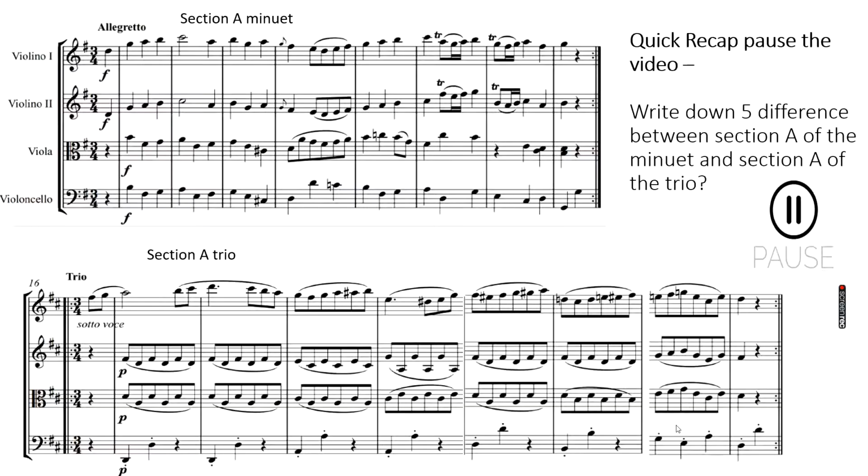Right, we're going to have a quick quiz. We're going to see what you can remember using a GCSE question. So, we have section A of the minuet and we have section A of the trio. You're going to write down 5 differences between section A of the minuet and section A of the trio. Use the music that's here to help you out. Pause the video and write down 5 differences.